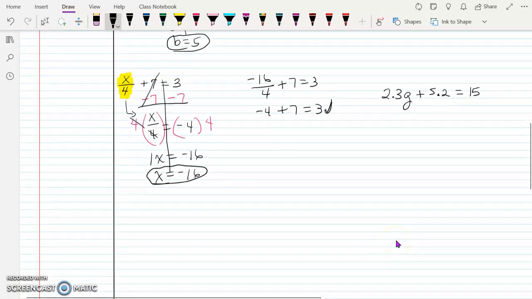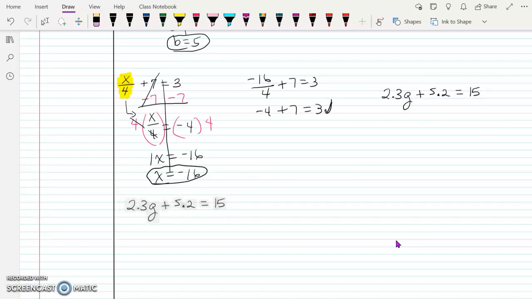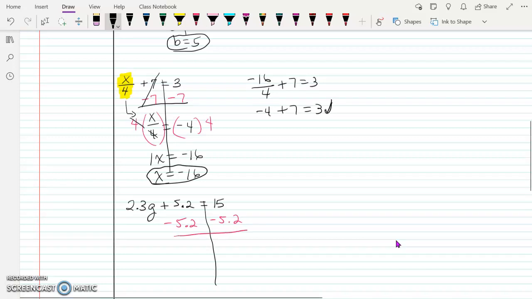I've got one more example for you guys, and then I'm going to turn you loose on your assignment. So here we go with 2.3g plus 5.2 equals 15. All right, so again, let's draw our line at the equal sign. We're adding 5.2, so the inverse would be to subtract 5.2. That's going to give me 0. I'm going to get 2.3g equals, gosh, I don't know what that is.